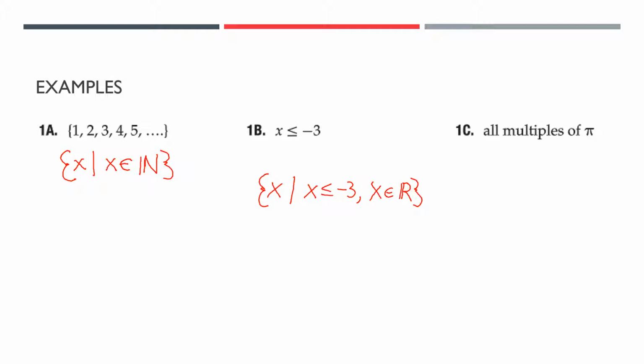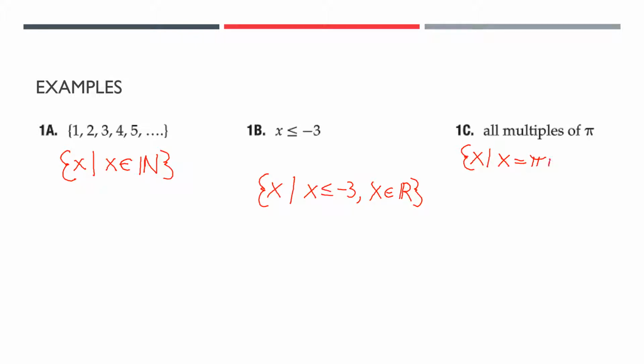And then lastly, all the multiples of pi. Okay, all the multiples of pi. So again, I'm going to say, using set builder notation, my number such that. Now, I'm going to have to come up with x. So x has to be a multiple of pi. So let me get my x here. And this has to be equal to pi.